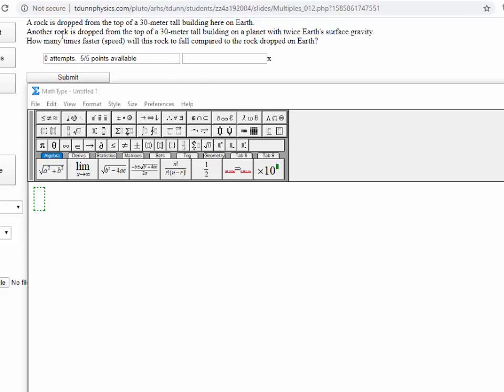Okay, on page 12, a rock is dropped from the top of a 30-meter tall building here on Earth. Another rock is dropped from the top of a 30-meter tall building on a planet with twice Earth's surface gravity. So far it looks like the last problem, but this time it's asking how many times faster in terms of speed will this rock fall compared to the rock dropped on the Earth. Last time was asking for time. So how many times faster speed?